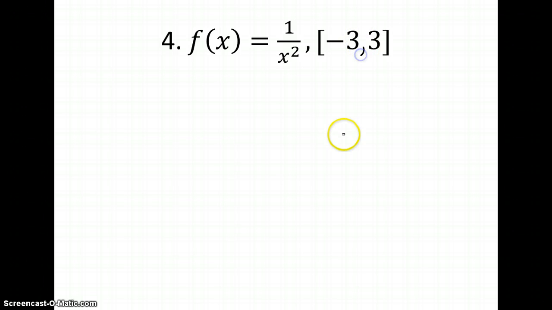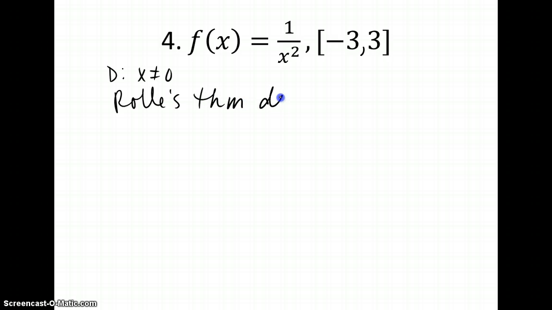There should be a comma. Okay, when we look at the domain of this function, x can't equal 0. 0 is in the interval that's given. Rolle's theorem doesn't apply. And again, why does it not apply? F of 0 does not exist. And you're done.